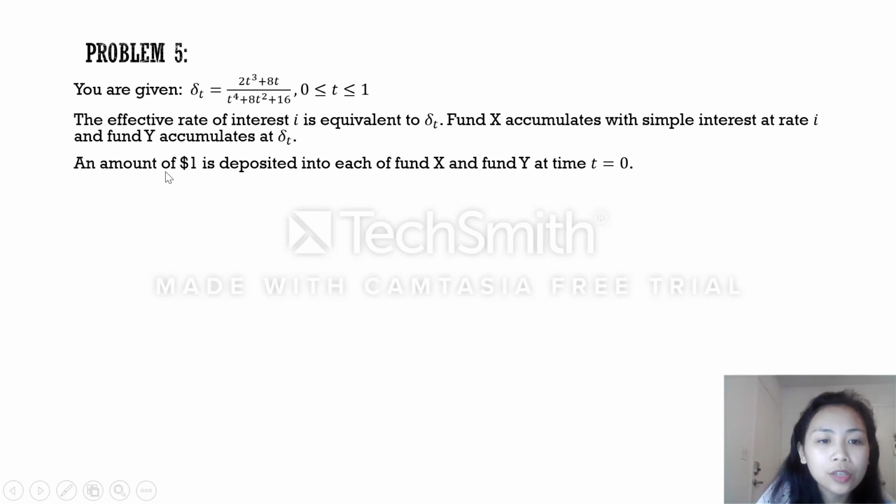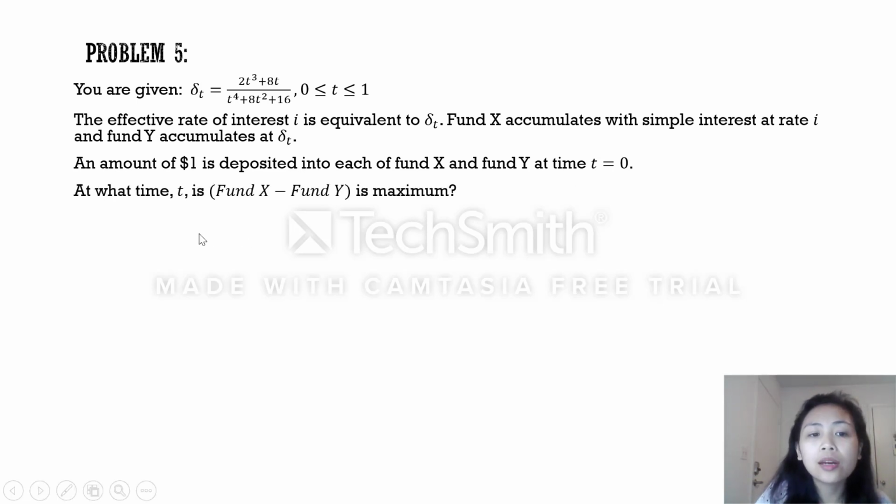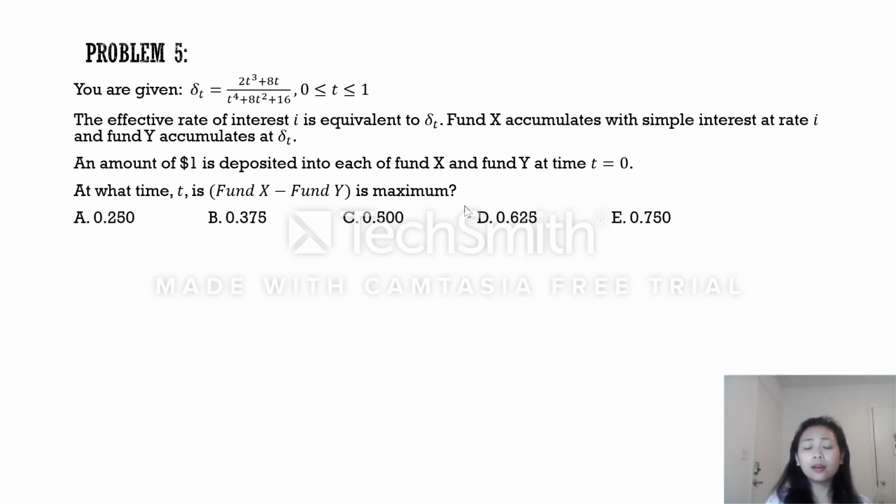Now suppose an amount of $1 is deposited into each of fund X and fund Y at time 0. So the question is, at what time t is fund X minus fund Y maximum? So we are asking for the time when the difference between the two funds is maximum. The question gives you 5 choices for t. At 0.25, that means a quarter of a year later. 0.375 of the year. 0.5, that means half a year later. Or 0.625 or 0.75, which means 9 months later.